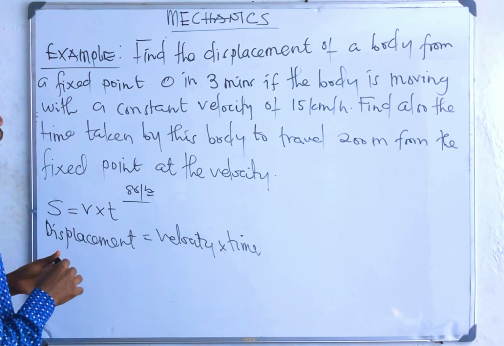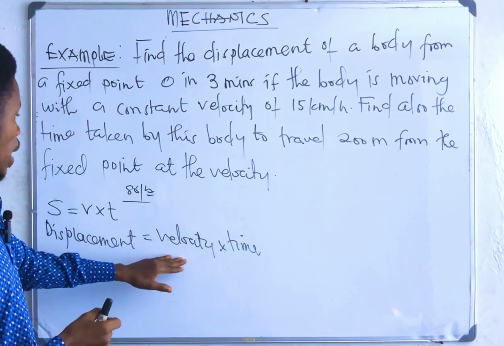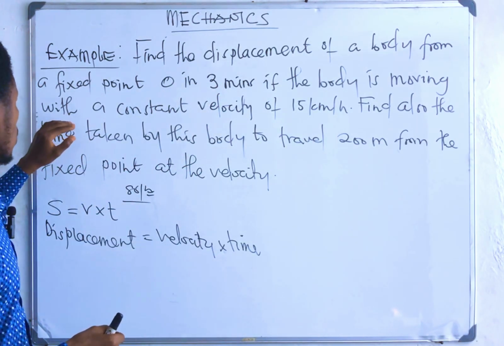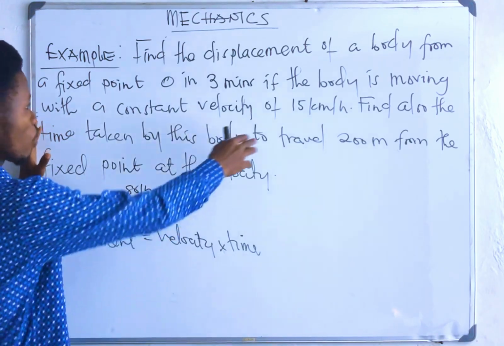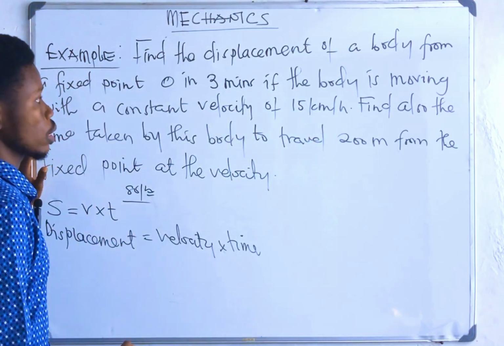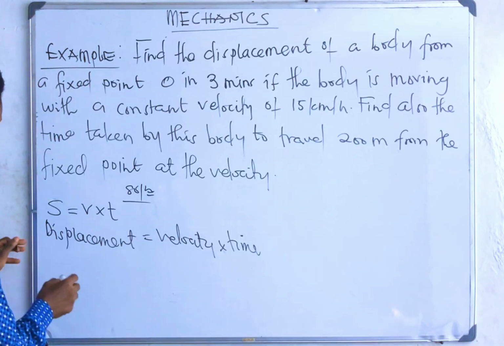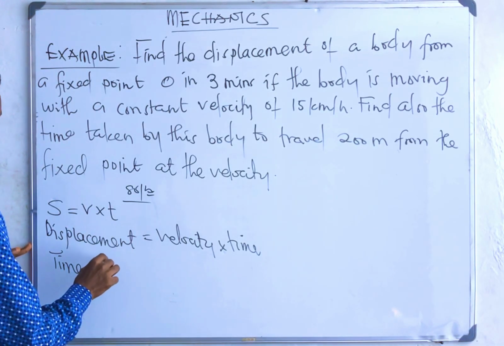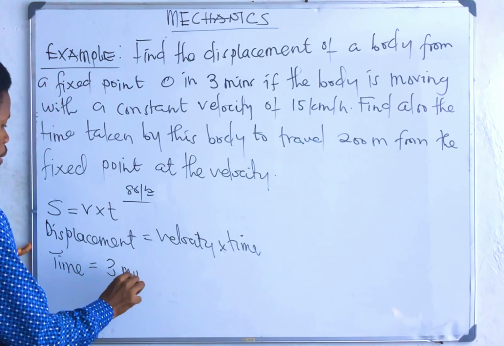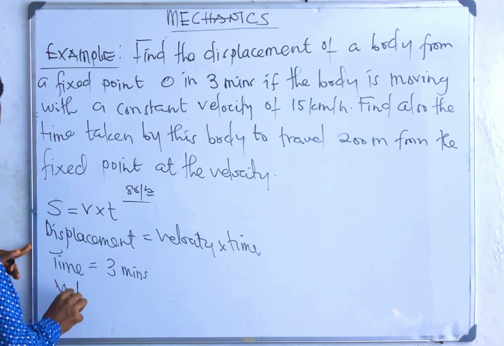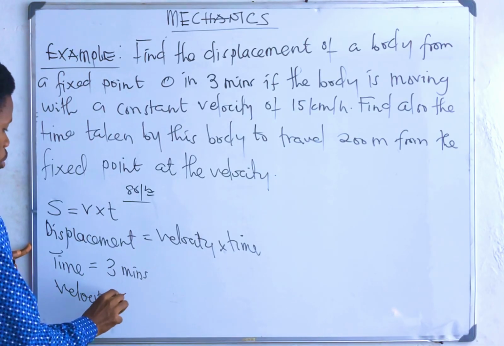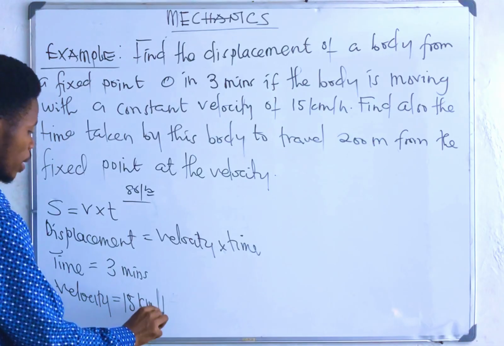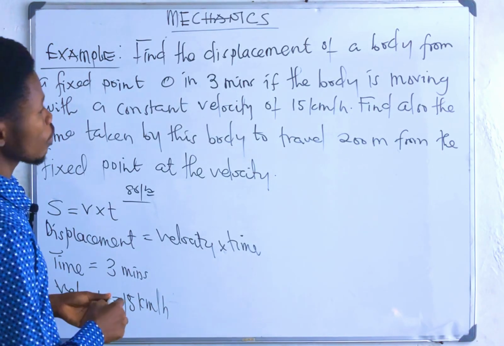Now in the question, time has been given as what? 3 minutes. And also, velocity has been given as 15 kilometers per hour. So time is equal to 3 minutes. Velocity is equal to 15 kilometers per hour, right? 15 kilometers per hour.